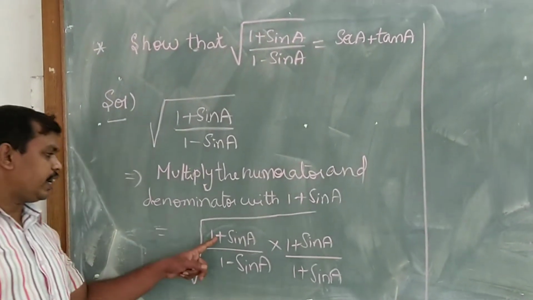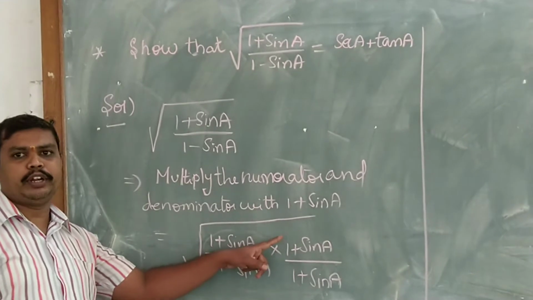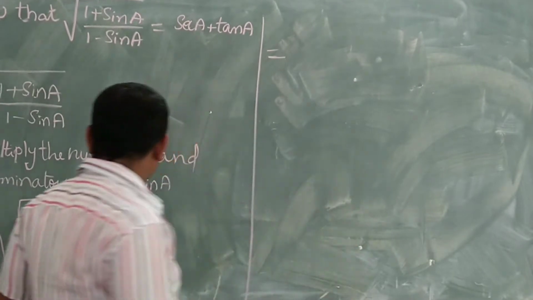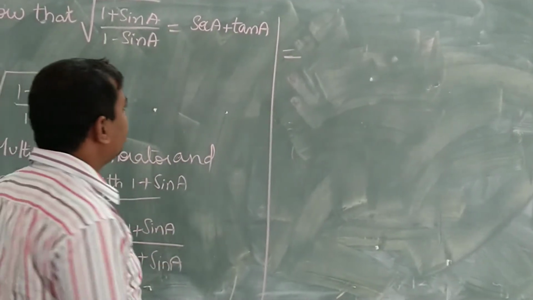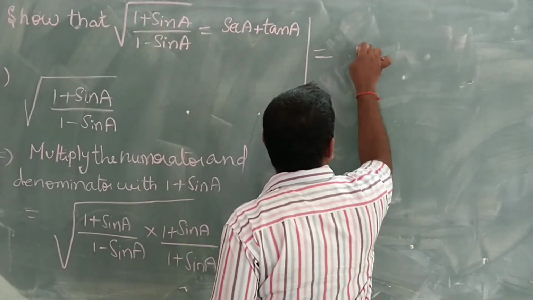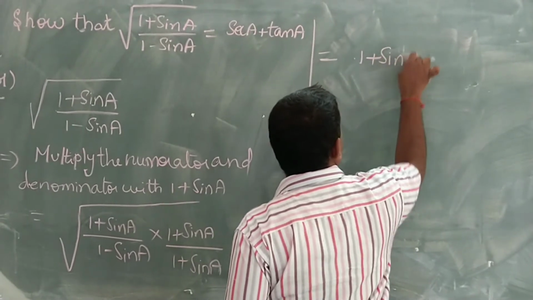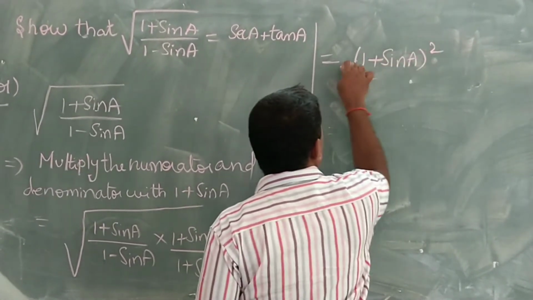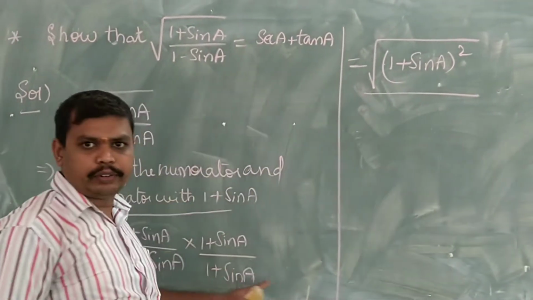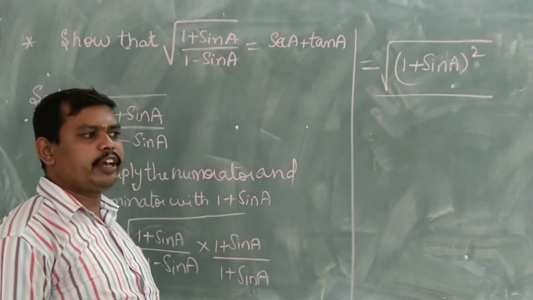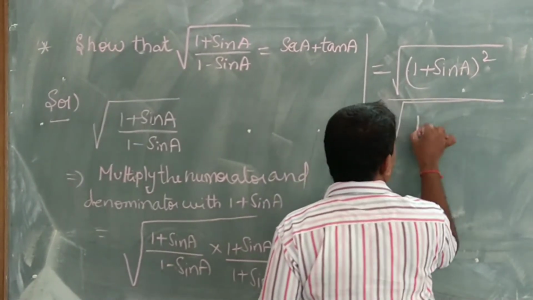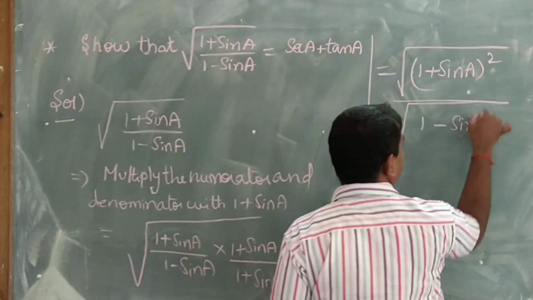Again we will check it here. (A + B) into (A + B) is (A + B) whole square. 1 + sin A into 1 + sin A is nothing but (1 + sin A) whole square. Just split up the roots. In the denominator, (A − B) into (A + B) is A² − B². That is under square root of 1 − sin² A.